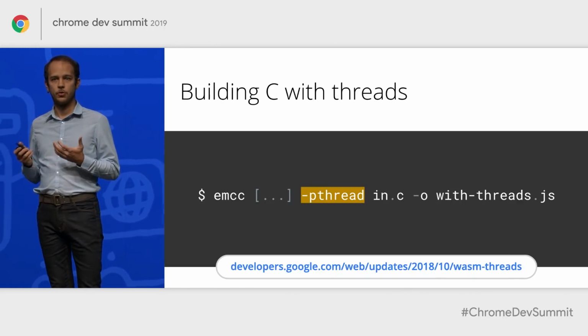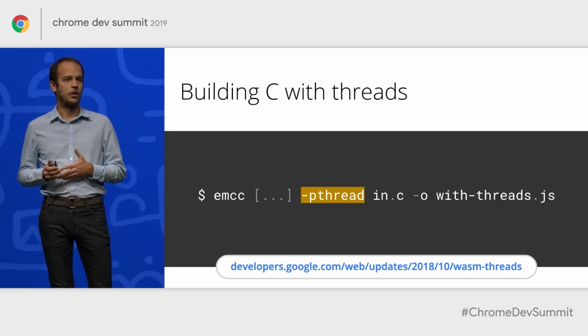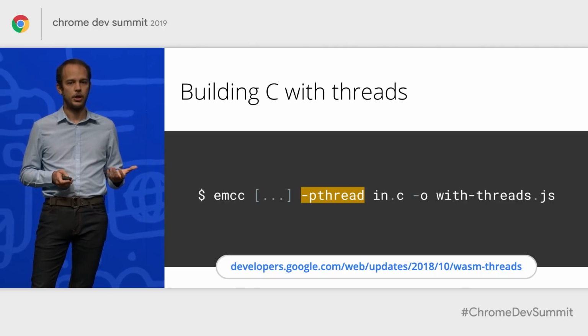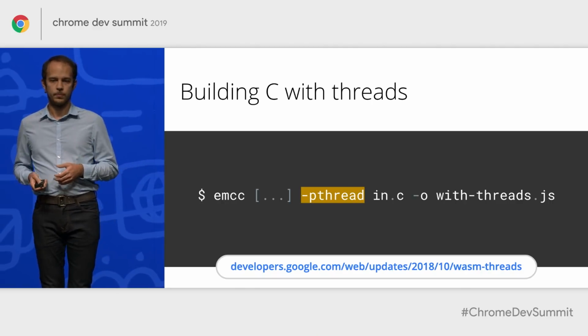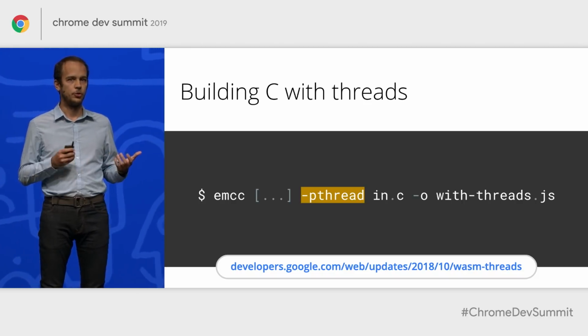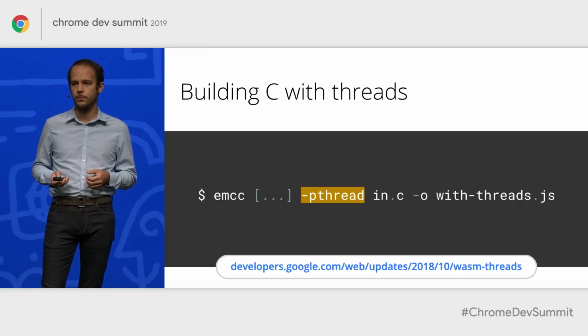How do you build a version for threads in the first place? If you're using Emscripten, you need to pass an argument -pthread during compilation, like you would to regular native C compilers. And it will automatically generate the WebAssembly module and the JavaScript glue necessary for creating, managing, and communicating with the web workers under the hood.